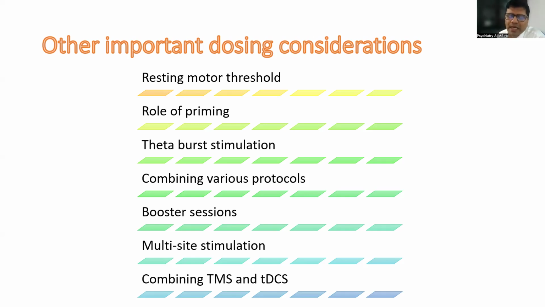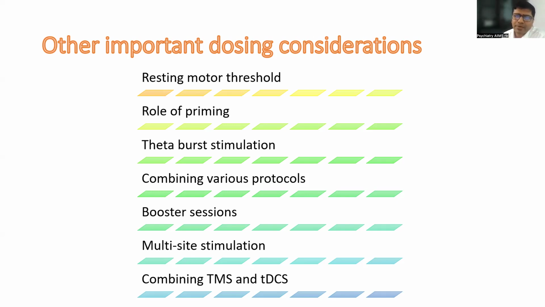Suppose you are giving low frequency rTMS for OCD and you want to do priming, then you do high frequency priming at 6 hertz, 600 pulses, over the supplementary motor area. Then you run the low frequency protocol. So a stimulatory protocol requires priming with an inhibitory protocol, and an inhibitory protocol requires priming with a stimulatory protocol. This is the dictum. Theta burst stimulation is another modality of TMS where pulses are released in bursts, not as single pulses.